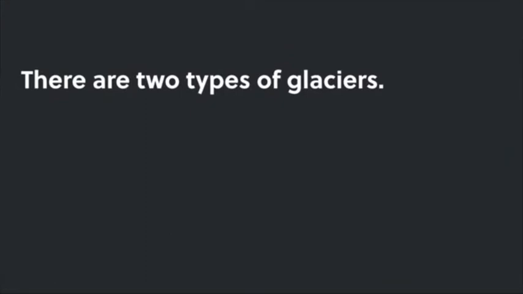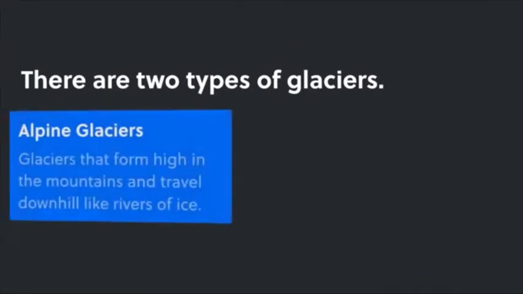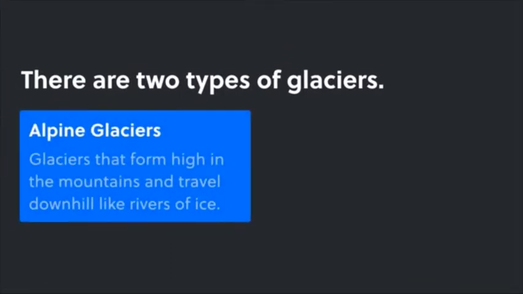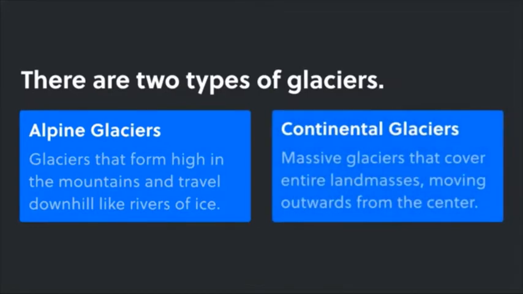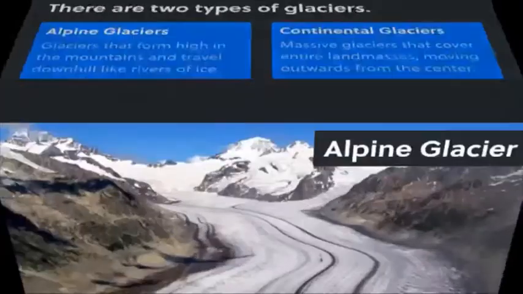There are generally two types of glaciers. First, we have alpine glaciers, which form high up in the mountains and travel downhill like rivers of ice. Then we have continental glaciers. These are massive glaciers that cover entire land masses, and they tend to move outwards from the center, often towards the coastline. Let's see what these look like.